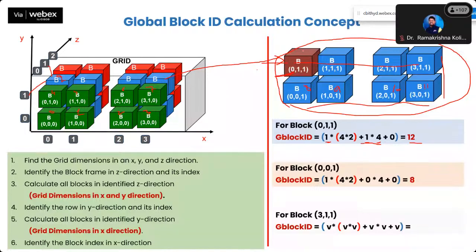So it is finally 12. So this is the final global block ID I have calculated. You see, the same formula you can apply here, and you can do the calculations for your practice.